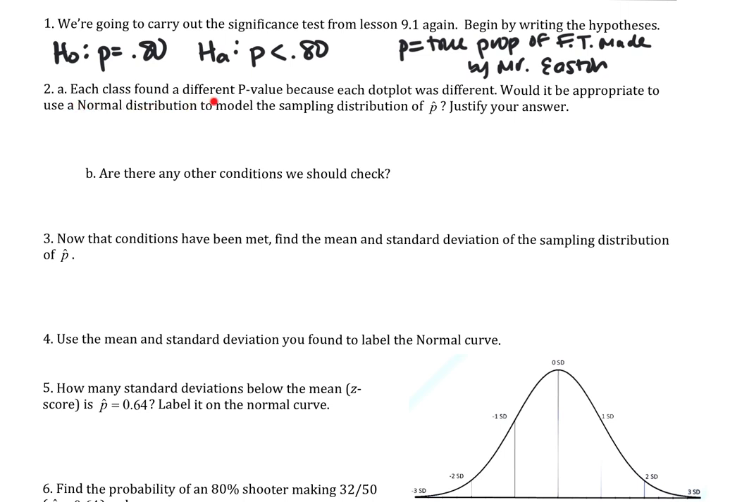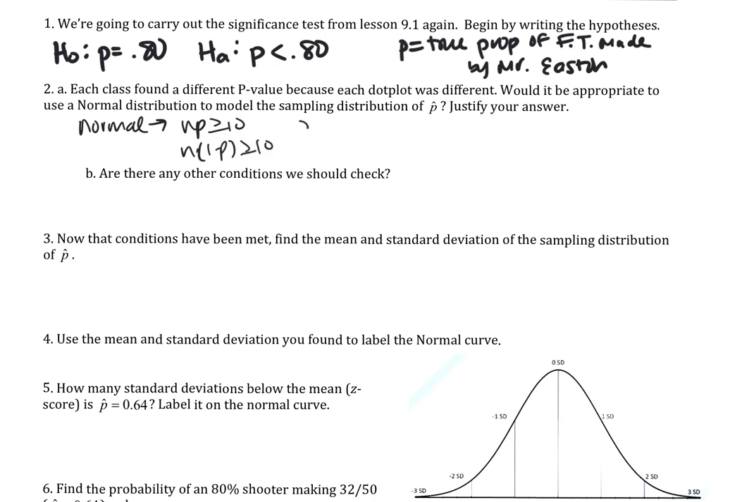Number 2, each class found a different p-value because the dot plot was different, and that's true. They were close, but they were different. Would it be appropriate to use a normal distribution to model the sampling distribution of p hat? Justify your answer. So this is asking us to check for normality, and for proportions, how we check that normal condition, remember, is n times p is greater than or equal to 10, and n times 1 minus p is greater than or equal to 10.